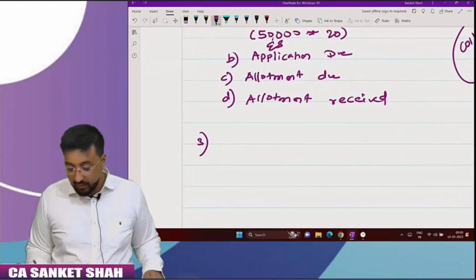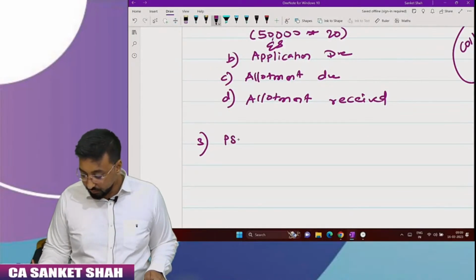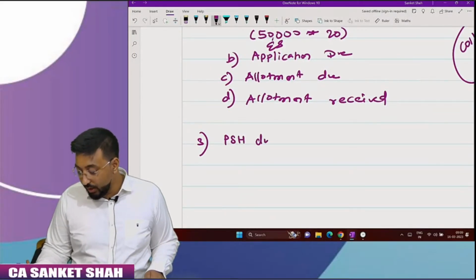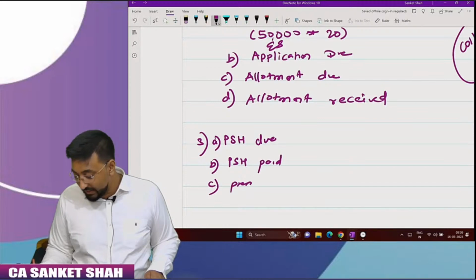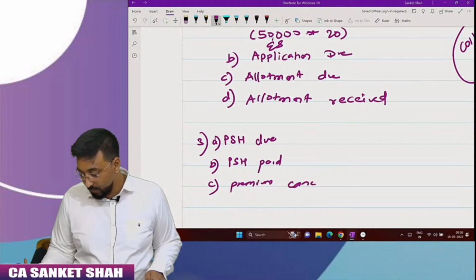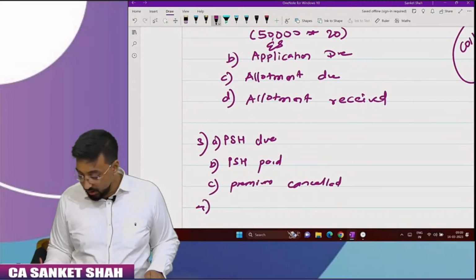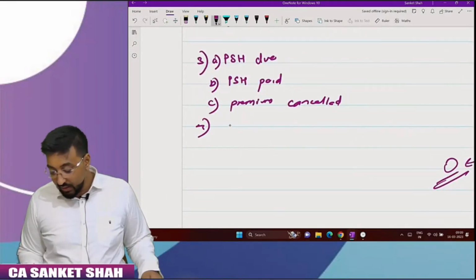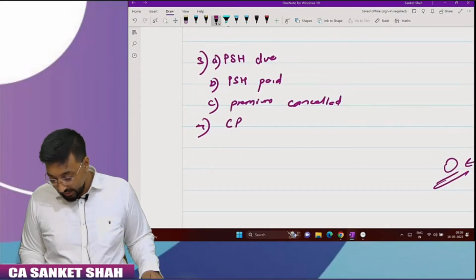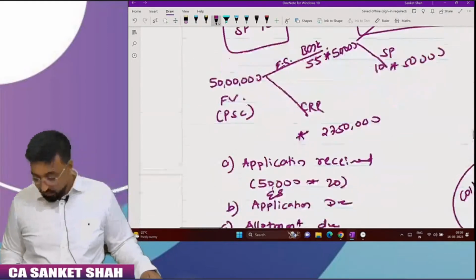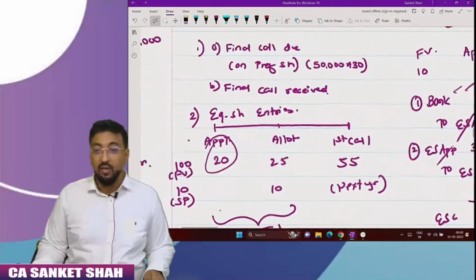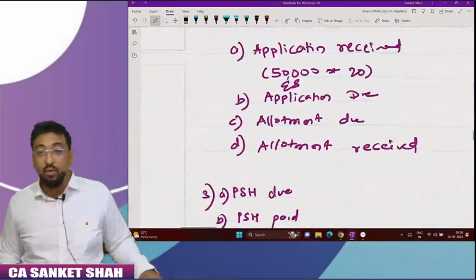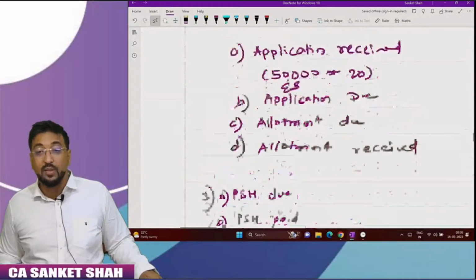Entry number 3: preference shareholders due, preference shareholders paid, and premium cancelled. And what is the fourth entry, beta? The fourth entry is CRR. What is CRR? 27 lakh 50,000. So try to understand, there are categories into 4 parts. We have categorized it into 4 parts.